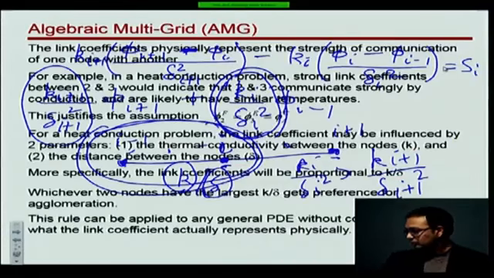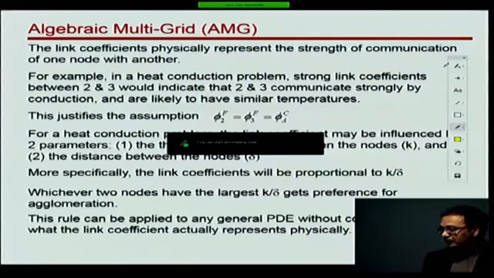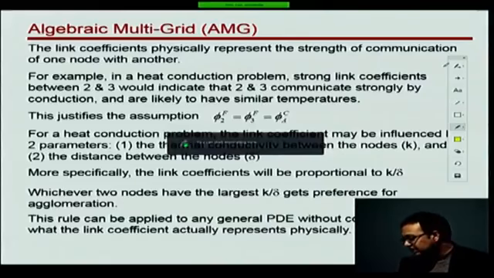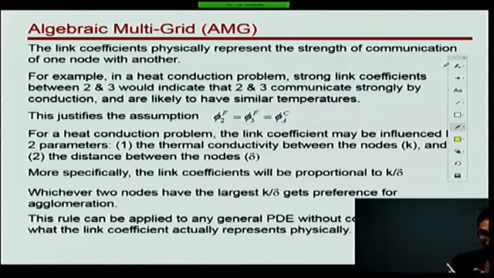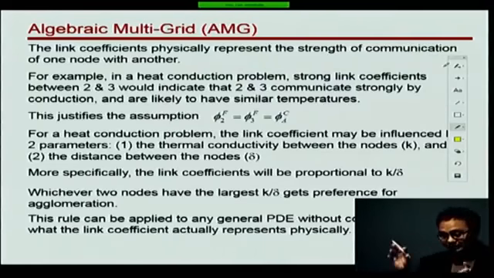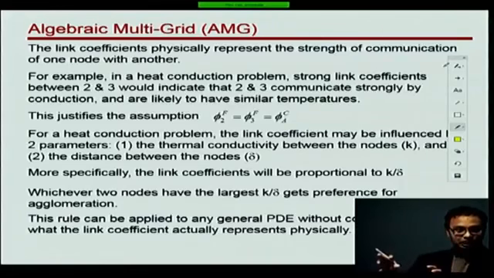This rule can be applied to any general PDE without consideration of what the link coefficient actually represents physically. So that's what people do. They compare link coefficients between neighboring nodes, and then say, this link coefficient is the largest, so I'm going to agglomerate these two. Question?